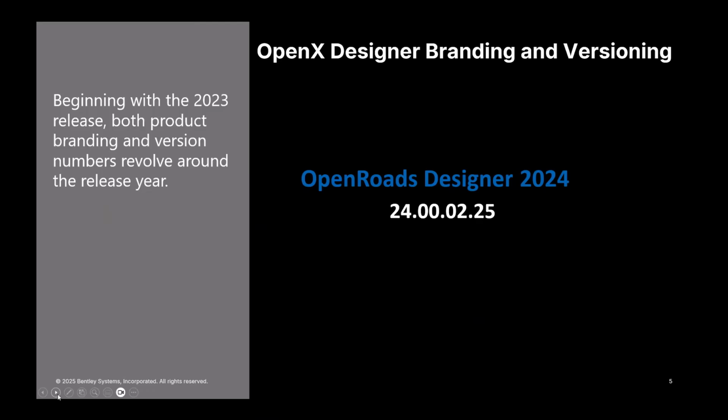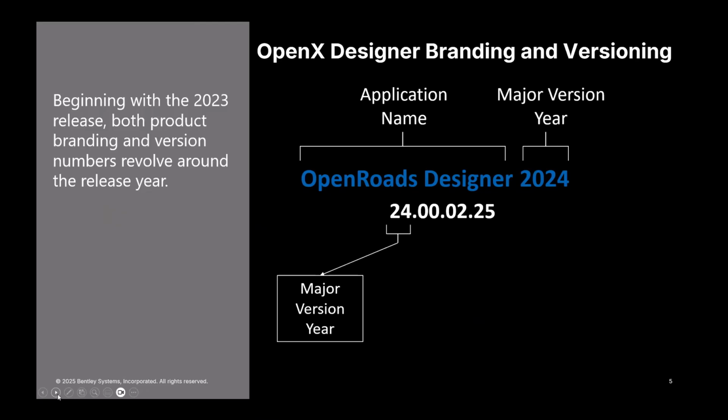So the first 2 digits of the number will now include the major version year that it was released. You'll see in the application name, it'll include that major version year as well as the first 2 digits of the number. So OpenRoads Designer 2024 will begin with a 24 dot something. What that means is that the 24 series of this software, the initial version of it, came out in the calendar year 2024.